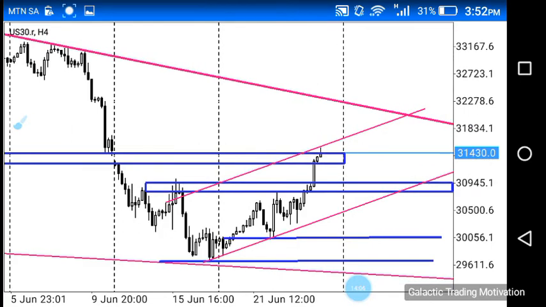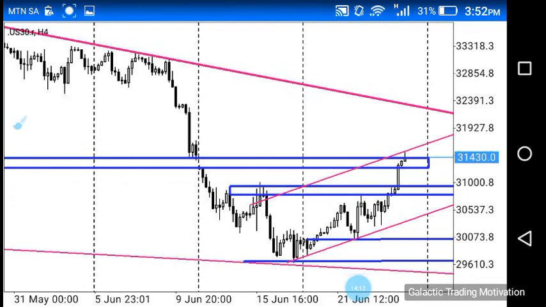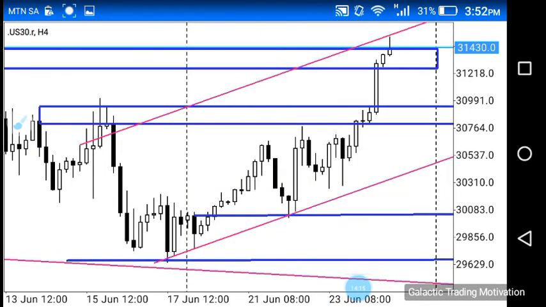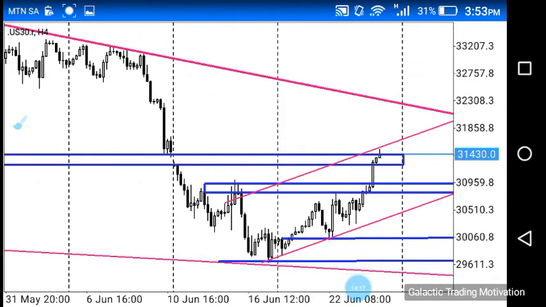So is there anything else of interest or value that we see on this chart? I don't see anything else really, guys.